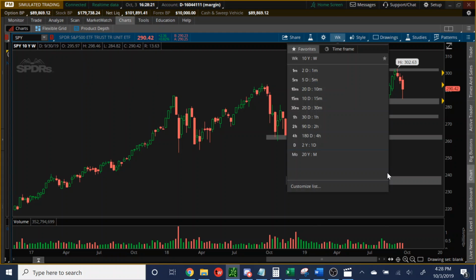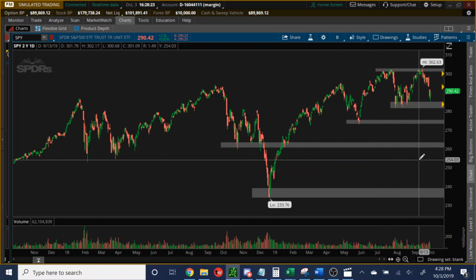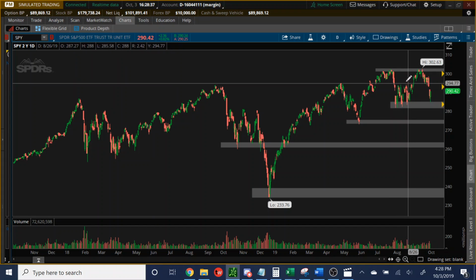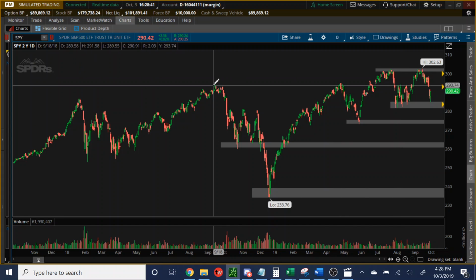So after I have these zones, I'm going to go down to a daily chart and look a little bit closer, and I'm going to do the same thing on the daily chart, again looking from right to left. The first one I see is this 294 level here. We've got a lot of touches recently. We've got two highs here and here that also kind of match up with it.